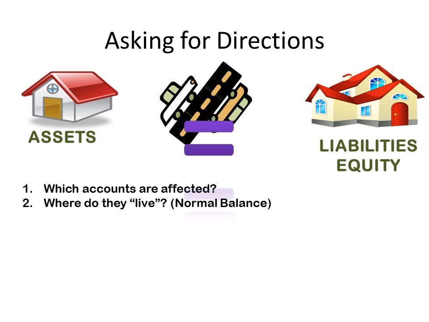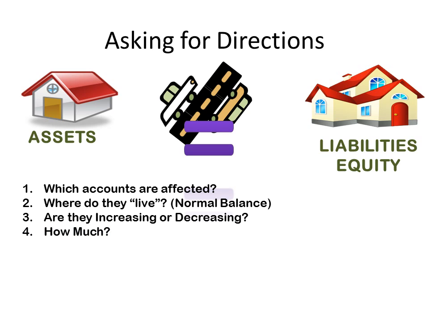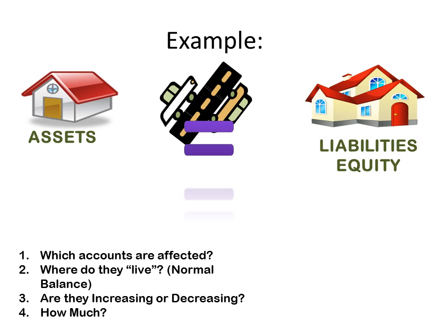And where they live in accounting is referred to as their normal balance. So in other words, if they live in the asset house, then they live on the left side of the street and their normal balance is the left side, but we don't say left, of course, we say debit. So cash or accounts receivable would have a normal balance on the debit side because that's where they live. Then we need to know if they're increasing or decreasing. And finally, how much. So if you're given a document, hopefully it would have enough information that you can figure these things out. Let's use an example.